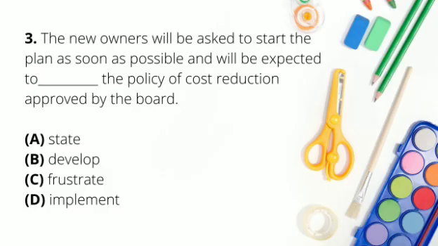The option that we would select is D, implement, so we can substitute carry out or apply for implement, and it would read, the new owners will be asked to start the plan as soon as possible and will be asked to carry out or apply the policy of cost reduction approved by the board.